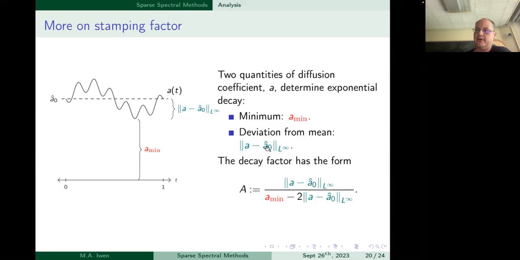Okay. And you can define this constant A in this situation to be the deviation from the mean of this function over A min minus twice the deviation from the mean. Okay, so if it oscillates a decent amount but doesn't oscillate too close to being 0, then this constant can certainly be less than 1, and you can have this exponential convergence we saw in the first term of Say's lemma.